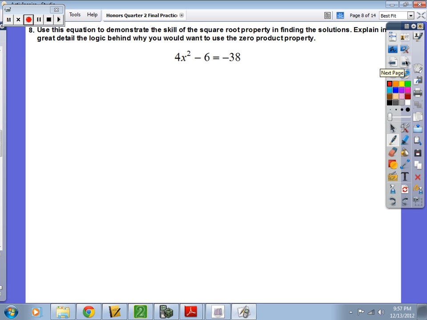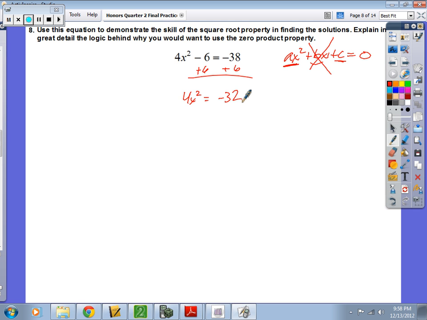Okay, the square root property is awesome when you are missing this. If you only have your x squared and your constant, then the square root property is definitely the way to go. Anytime you're missing this middle term, the bx, the best thing to do is just undo it. So you've got to undo the minus 6. I'm going to plus 6, plus 6. So I'm going to have 4x squared equals minus 32.